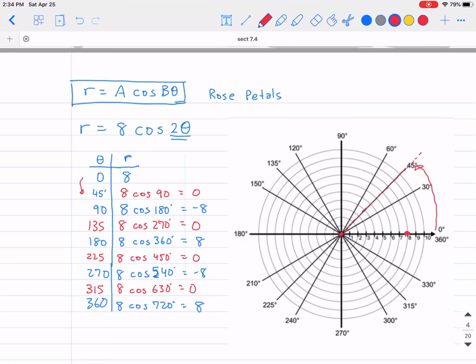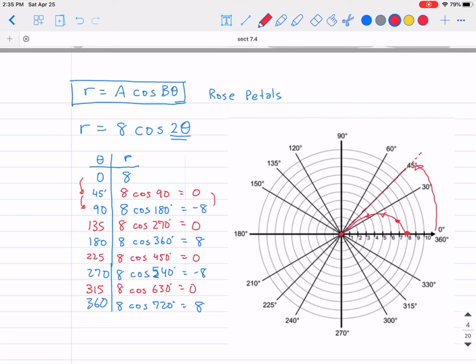Your radius is decreasing, and as your rotation goes counterclockwise, just like on the unit circle, your radius goes from 8 to 0. So to me, that means you're probably going to do something like this right here. Okay, so that is the first part of the curve.